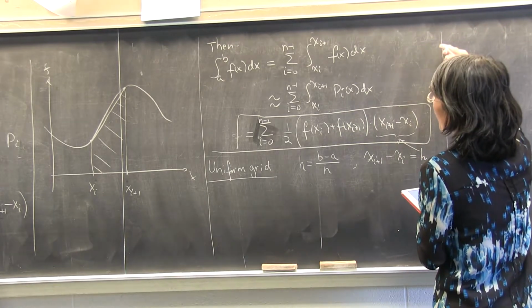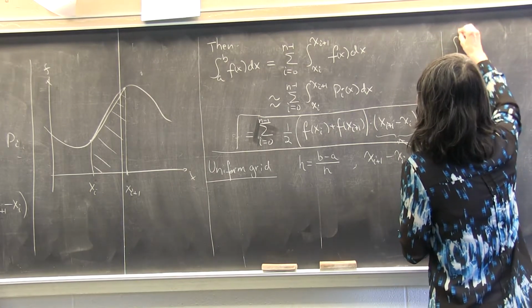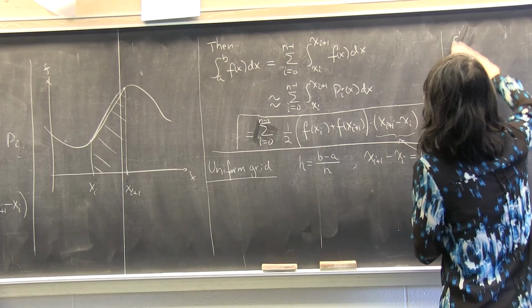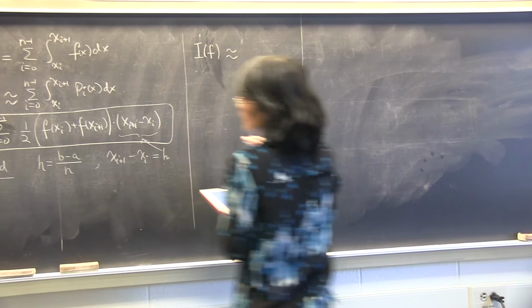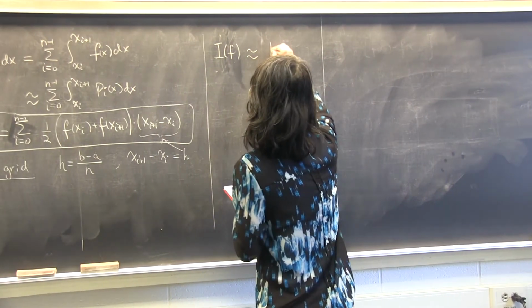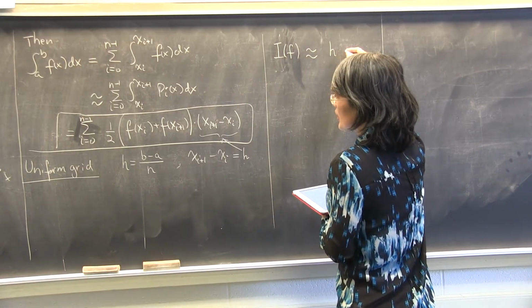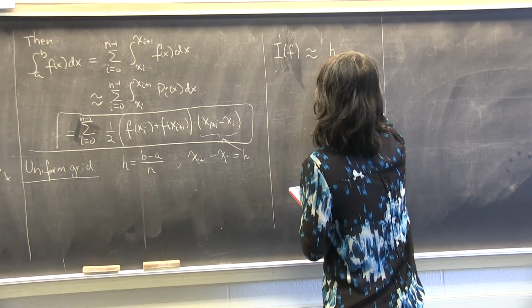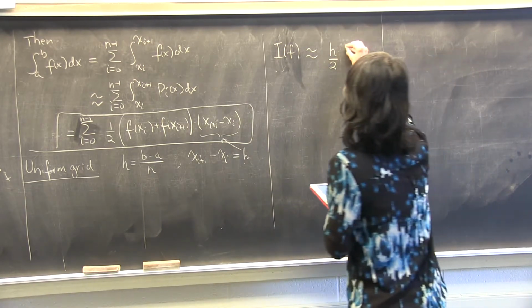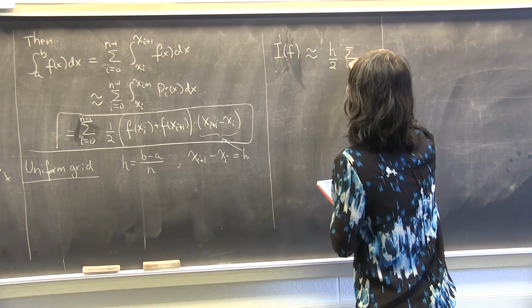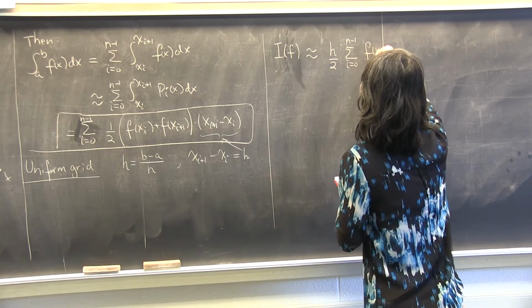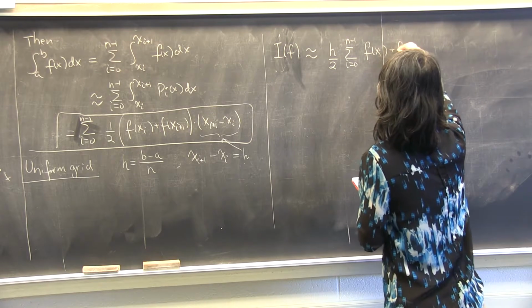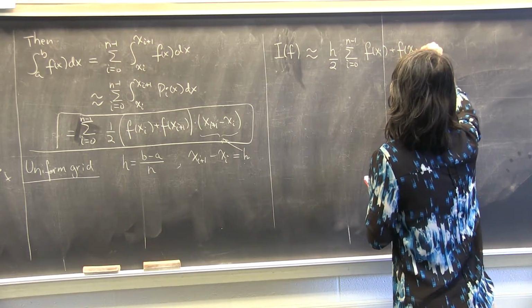So let me write this out in a bigger way. The integral from a to b of f(x), can I use this notation, I(f), is approximated by, let's take out the h, and the half is also not depending on the index, the summation i from 0 to n minus 1 of f(xi) plus f(xi plus 1).